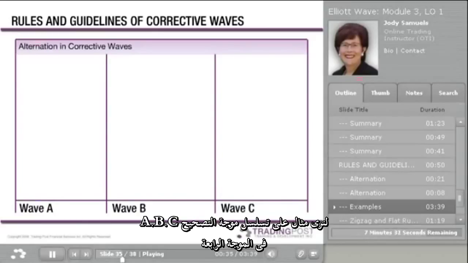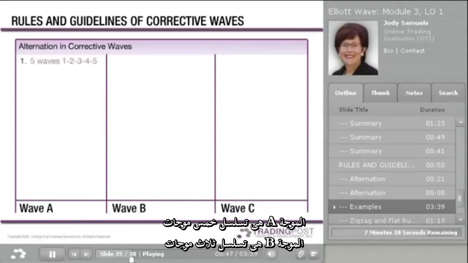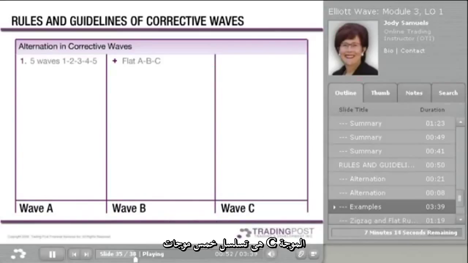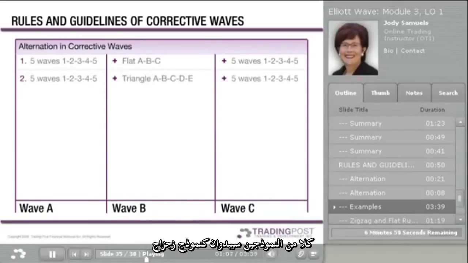Let's take an example of an ABC corrective sequence in a wave 4. An ABC can be a 5-3-5 sequence like in example 1. A is a 5-wave sequence, B is 3 waves in an ABC flat, and C is a 5-wave sequence. In example 2, or row 2, A is a 5-wave sequence, B is a triangle, and C is a 5-wave sequence. Both patterns would look like an ABC zigzag pattern.